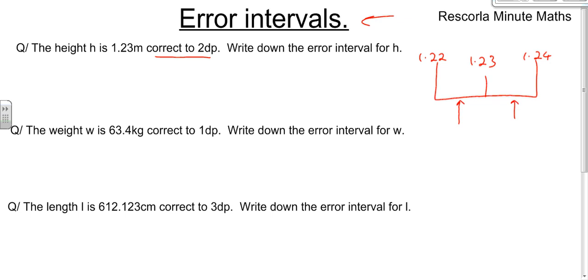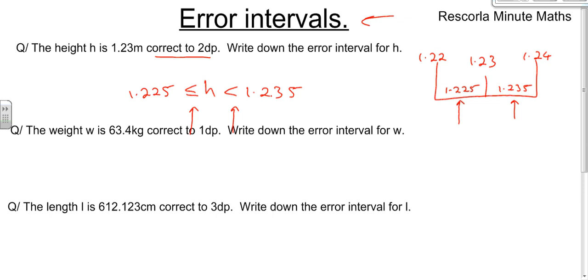So halfway between 1.22 and 1.23 is 1.225. And halfway between 1.23 and 1.24 is 1.235. Now the error intervals, sometimes they write down some of it for you, sometimes they expect you to do it yourselves. So what we say is that h is going to be greater than or equal to 1.225, but it's going to be less than 1.235. Now notice that this one down here is going to be equal to, but this one here is just less than.